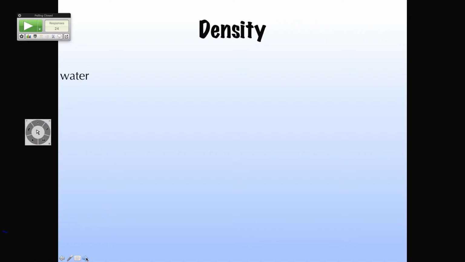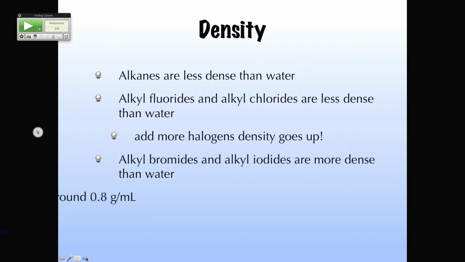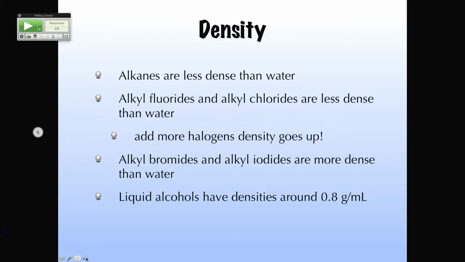All right. Density. Alkanes are less dense than water. Alkyl fluorides and alkyl chlorides are less dense than water, but that's only if you only have one. As you add more halogens, the density goes up. Alkyl bromides and alkyl iodides are more dense than water because they're so much bigger. Alkyl iodides are deceptively heavy.